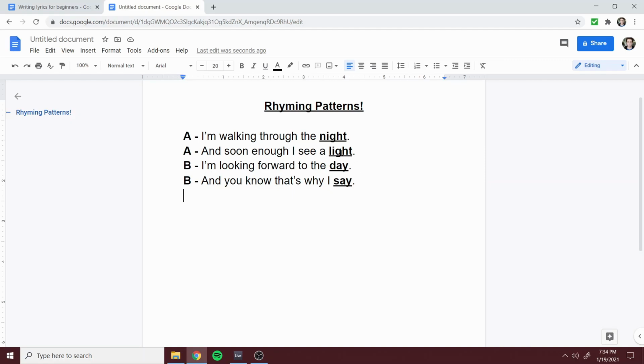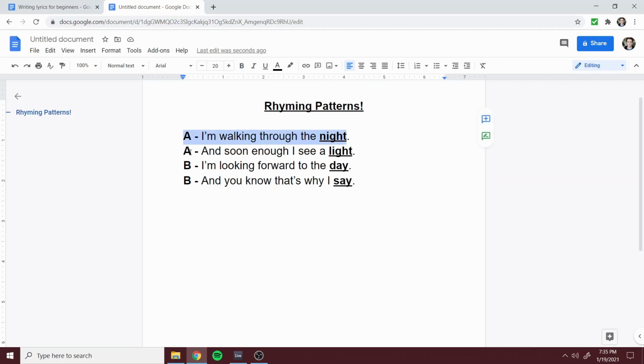What I mean is, underlined, I have all the words that rhyme. Night, light, day, say. And now, as you see right here, I have letters A, B, B. And if you haven't noticed already, the A's fall with the ites, and the B's fall with the A's. Basically, the first line, if you write a first line, it automatically becomes A of a section. This isn't at the beginning of a song. This is the beginning of a section, like a verse, a chorus, a bridge, whatever.